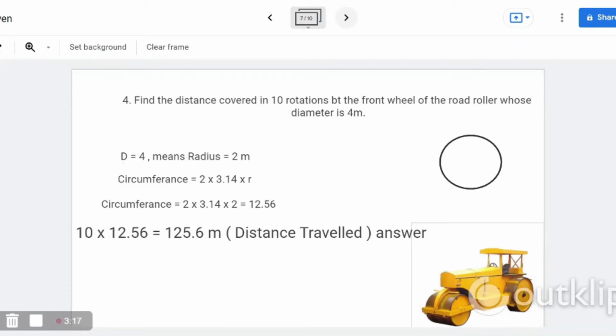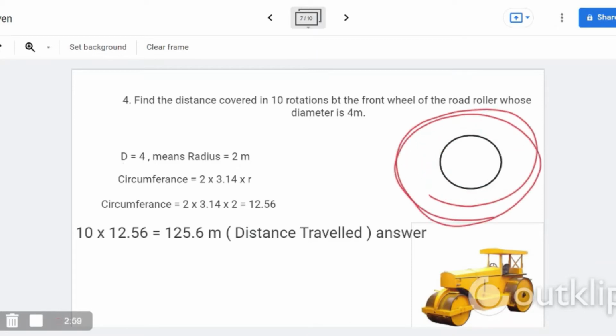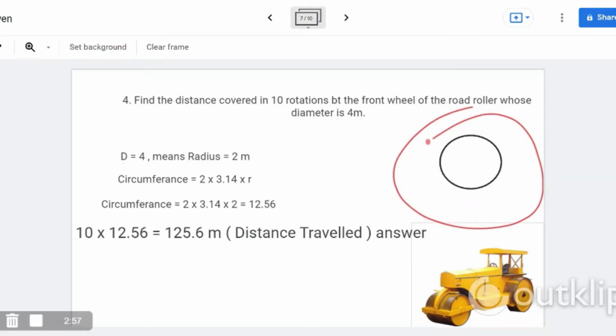See, there is a road roller here. Find the distance covered in 10 rotations. That means this is a road roller traveling from one place to another, and imagine this is its front wheel, it is rotating 10 times. 1 2 3 4 5 6 7 8 9 10. When it rotates 10 times, how much distance does it travel?